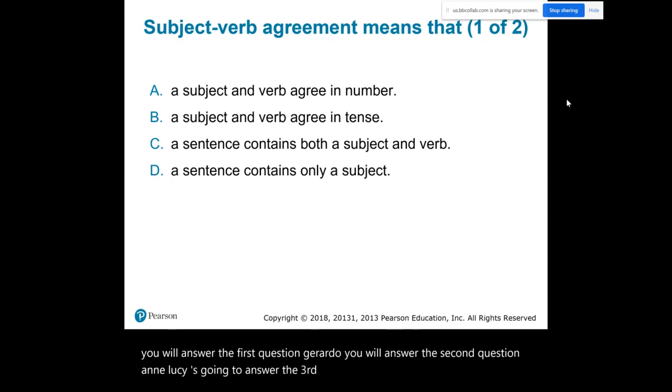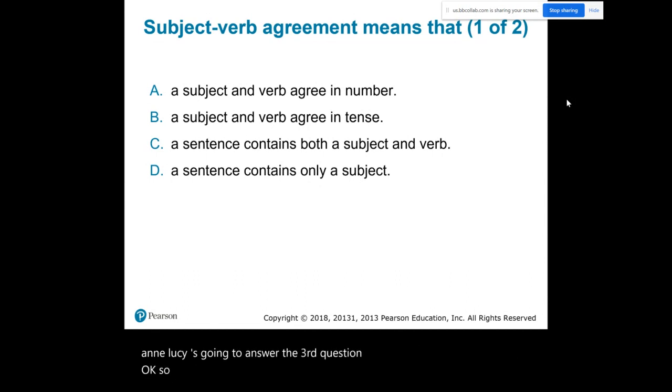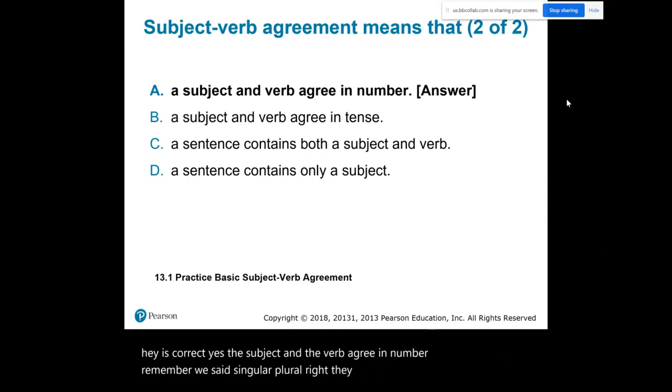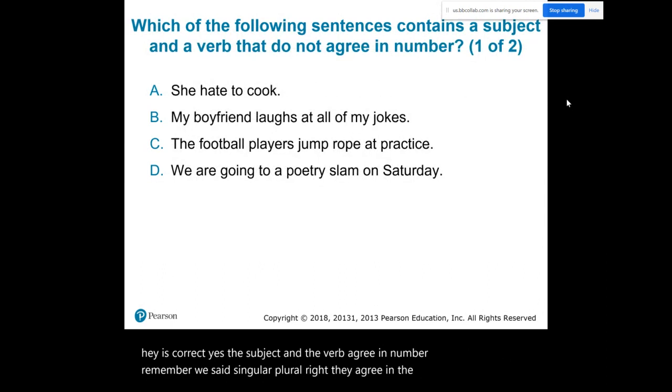Okay, so Sammy, subject-verb agreement means that what? A, B, C, or D? Kind of tricky. A. A is correct. Yes. The subject and the verb agree in number. Remember we said singular, plural, right? Yes. They agree in number. Okay, Gerardo, it's your turn.